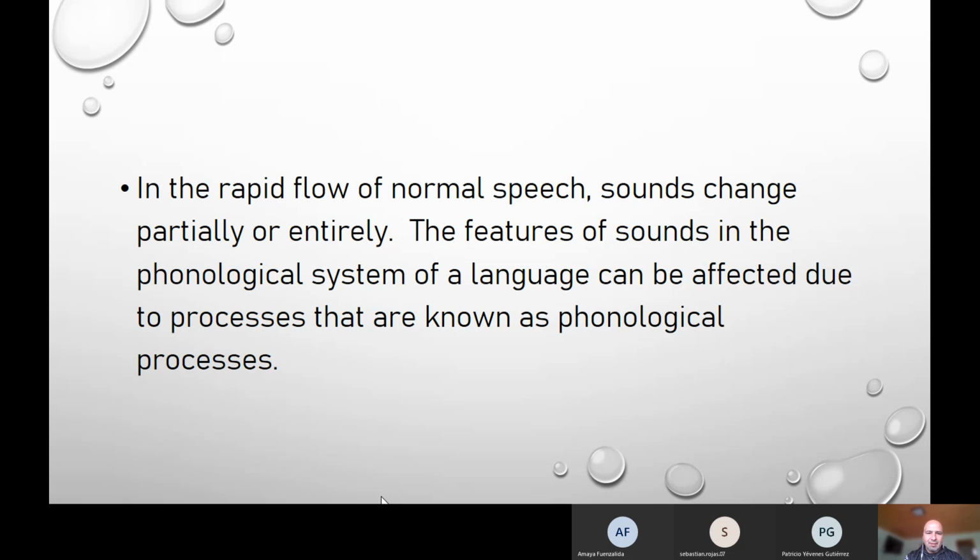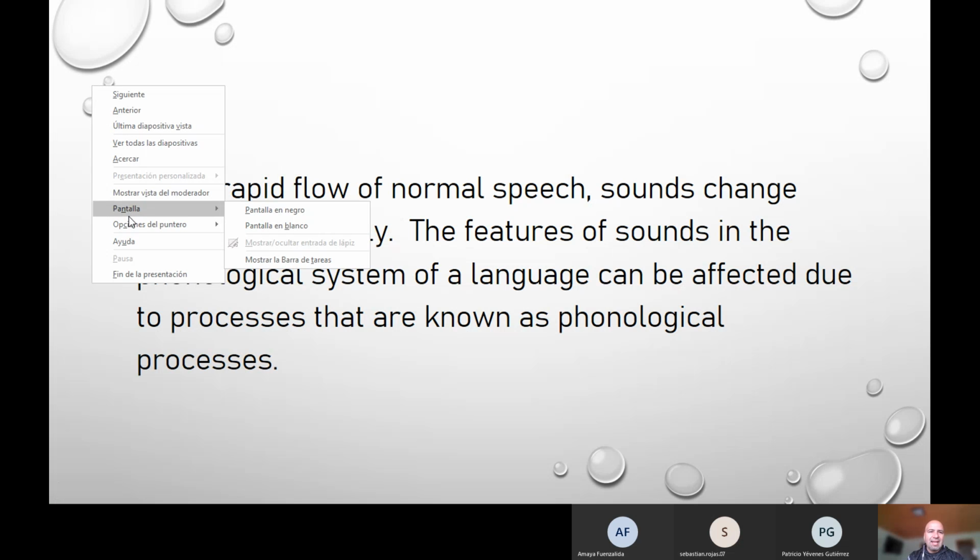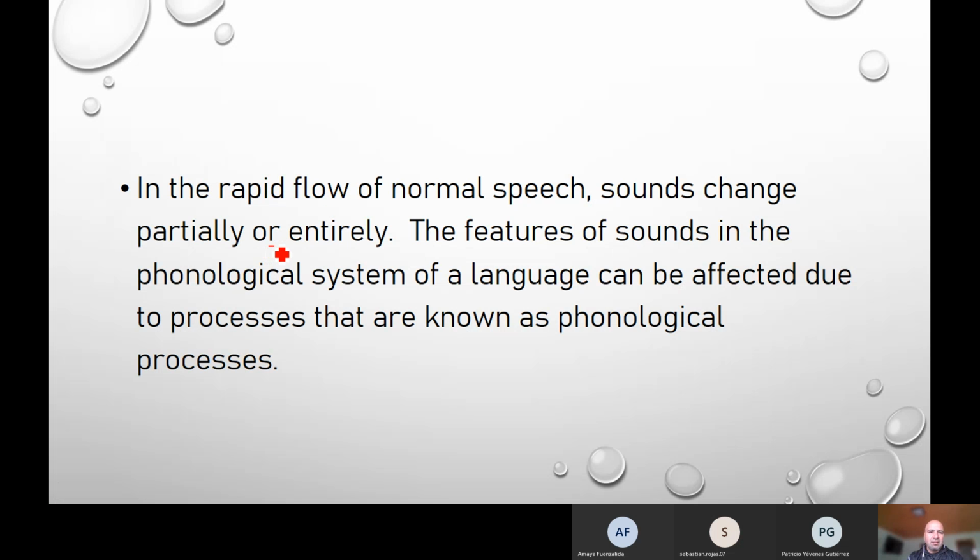Let me fix that, the processes that are known, right? So basically, whenever we speak in a rapid flow or at a normal pace, we connect sounds. Sounds are linked to other ones. For example, in the second line, as Sebastian read, partially or entirely, there could be some sort of linking of the final consonant sound of "or" and the initial vowel sound of "entirely", right? So we might link this: "or entirely".